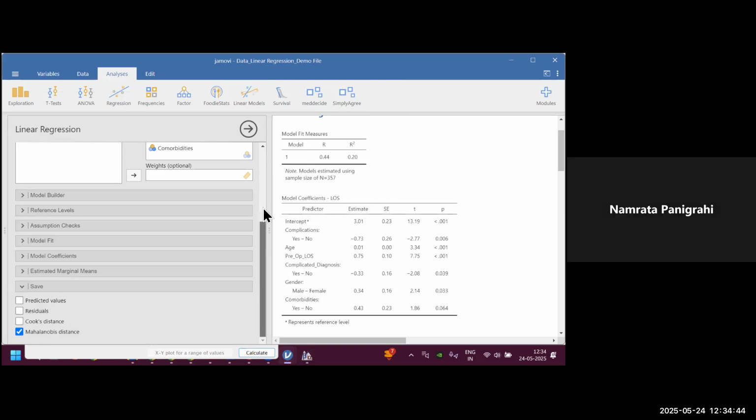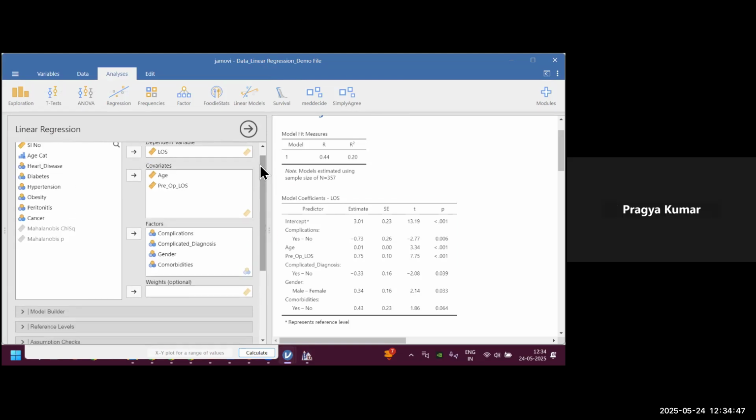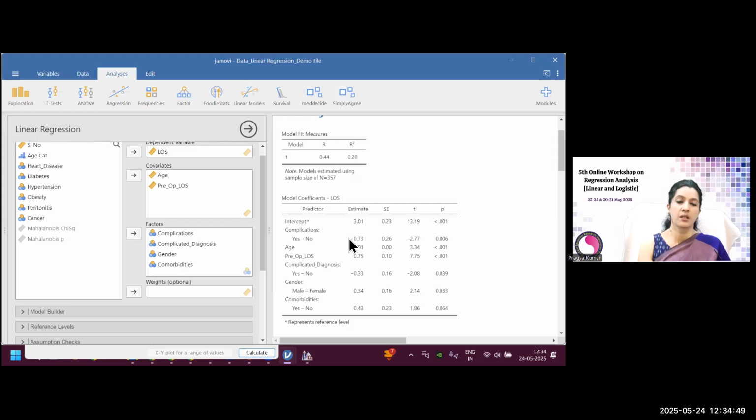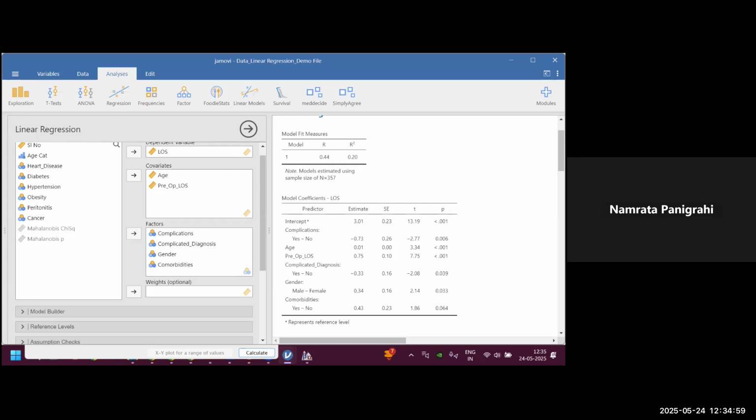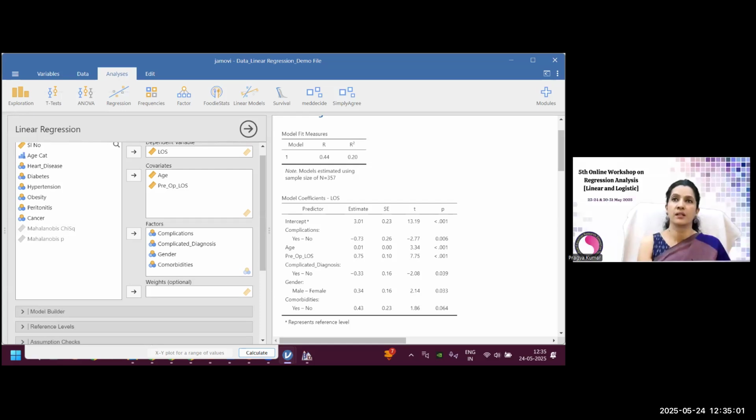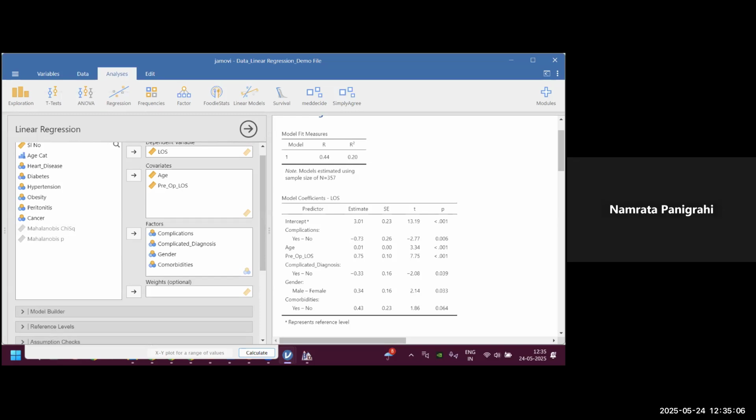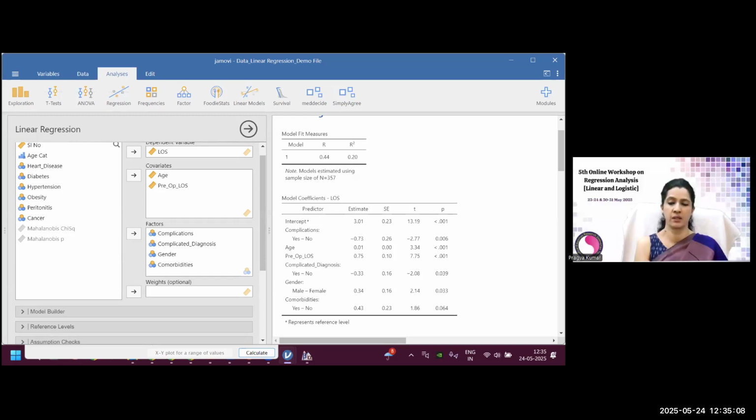G*Power is a free software. Yes, it is free. You need to download it, as we downloaded Jamovi, and then you can use that. No, the way we have downloaded Jamovi, go to the web and just click download G*Power, you can download it.